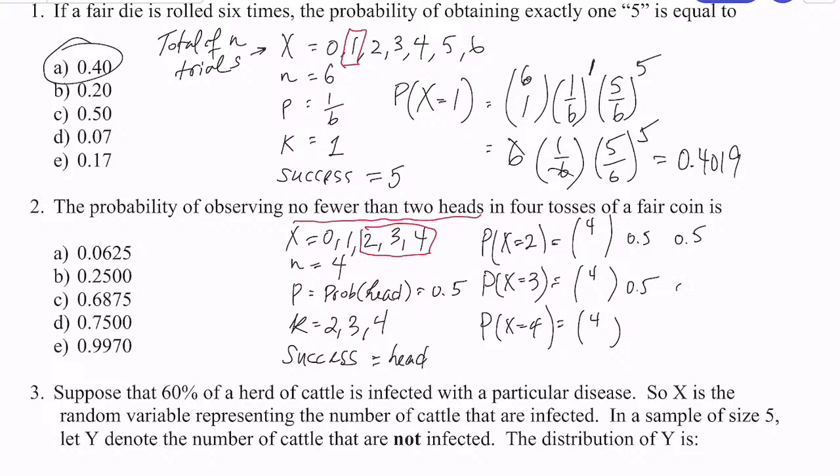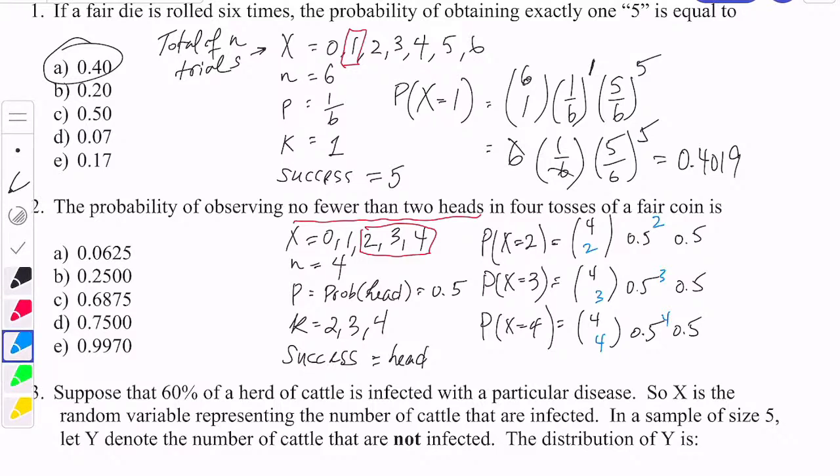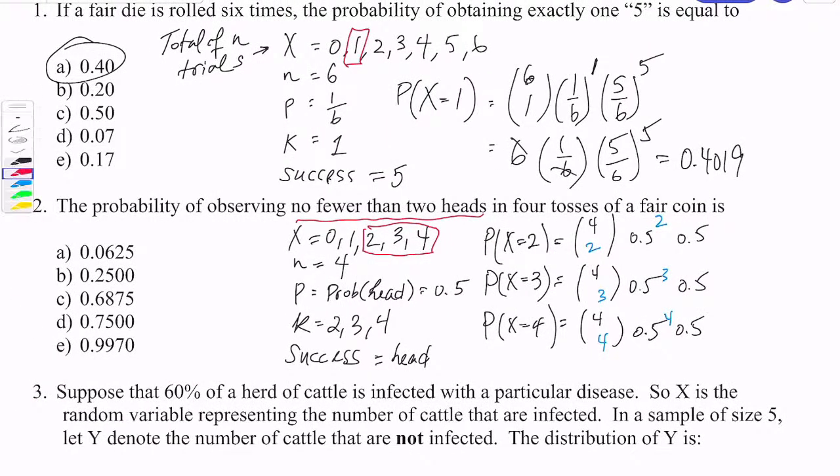So just exploiting the pattern here. All I'm going to do is put 2 here, 3 here, and 4 here. It's going to be 2 here, 3 here, and 4 here. And 2 successes leaves 2 failures. 3 successes leaves 1 failure, and 4 successes leaves 0 failures. You see the pattern? And again, you can put those in Excel, or let's practice with the calculator.